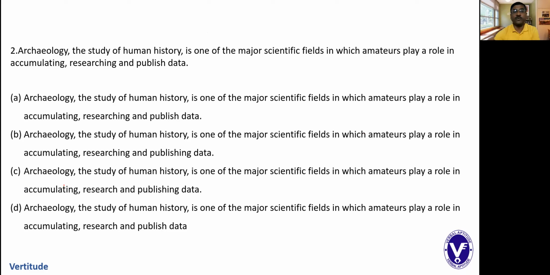Archaeology, the study of human history, is one of the major scientific fields in which amateurs play a role in accumulating, researching, and publish data. Well, again, that's easy to solve because it says a role in accumulating, ing, researching, again ing, and publish data.